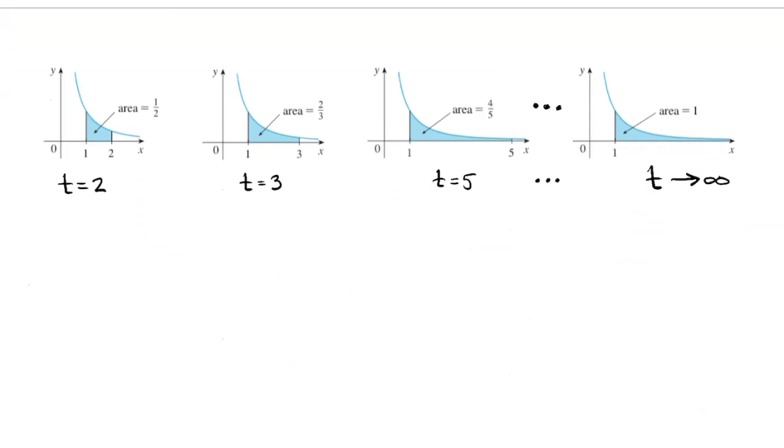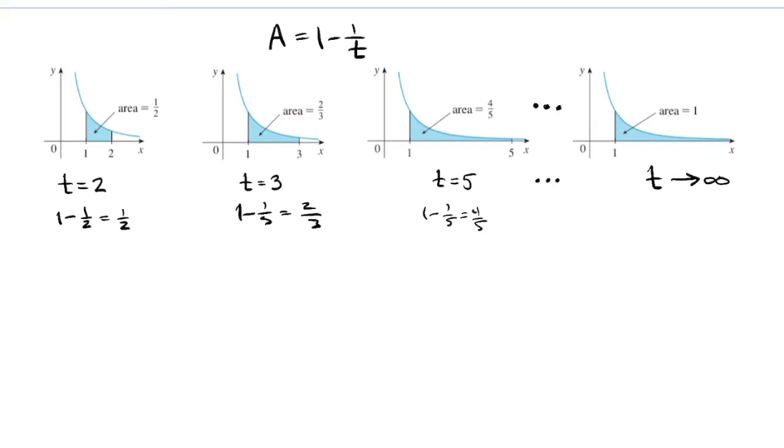Got a little sequence of pictures here. I know they're kind of small, but I'm just drawing, like the book drew them, 3 different values of t: 2, 3, and 5. And so if we use our formula up there, remember that the area as a function of t was 1 minus 1 over t. So if t is 2, that area is 1 minus 1 half, that is a half. So that's what the picture says, right? 1 minus a third is 2/3. 1 minus a fifth is 4/5.